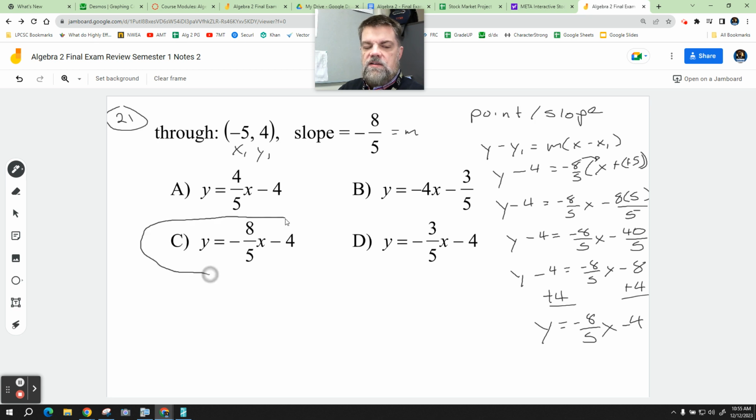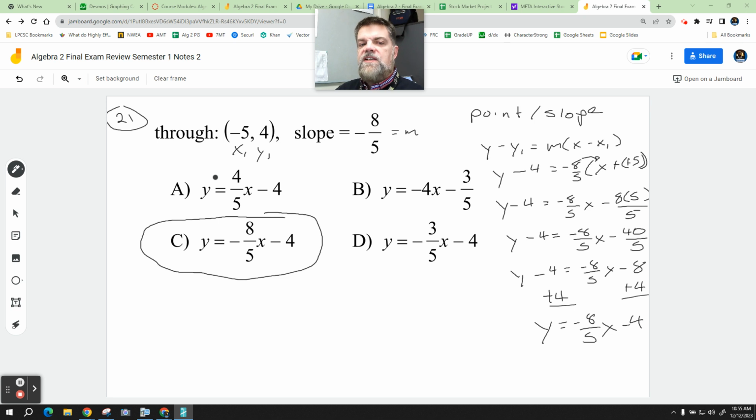C, right? Let me double check my handy dandy cheat sheet. Yep, that was right. Any questions on that? Now the fractions are going to mess you up a little bit. Don't try to do it in your head. Just take your time. Write out the extra steps. It's important for the final exam that you get the right answer.